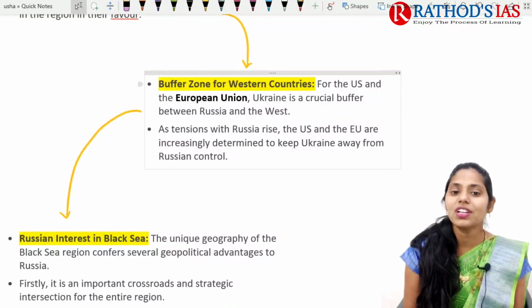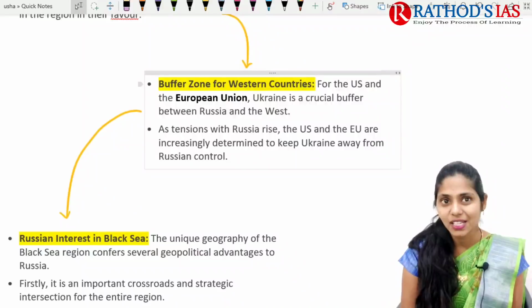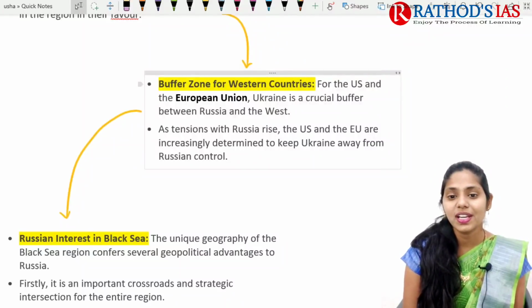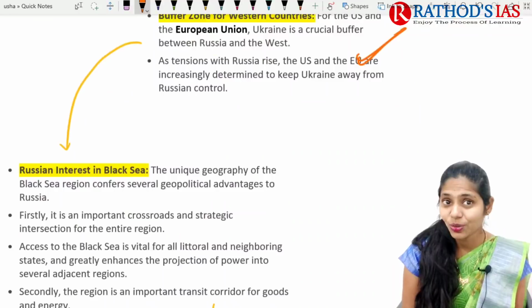The next one is the buffer zone for the Western countries. For the US and the European Union, Ukraine is an essential and crucial buffer between Russia and the West. Because of the rising tensions, the US and the European Union are determined to keep Ukraine away from Russian control. Because of this, it led to conflict.